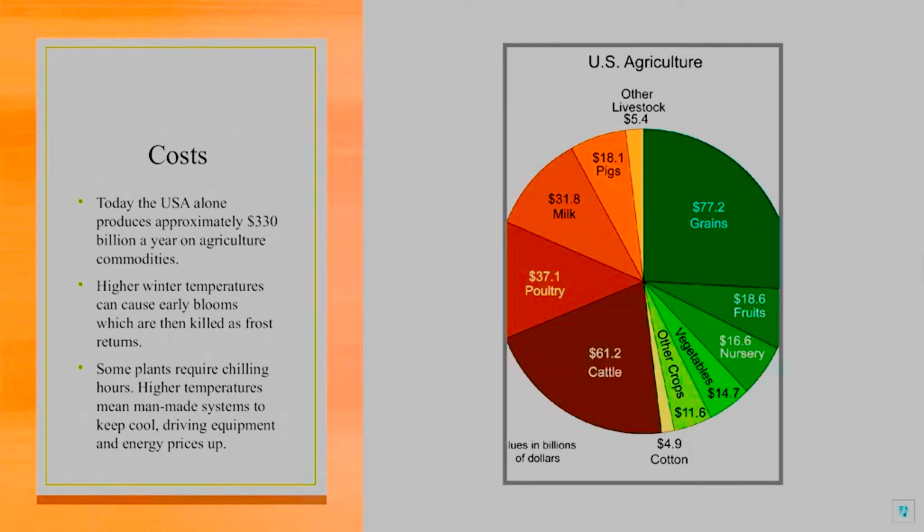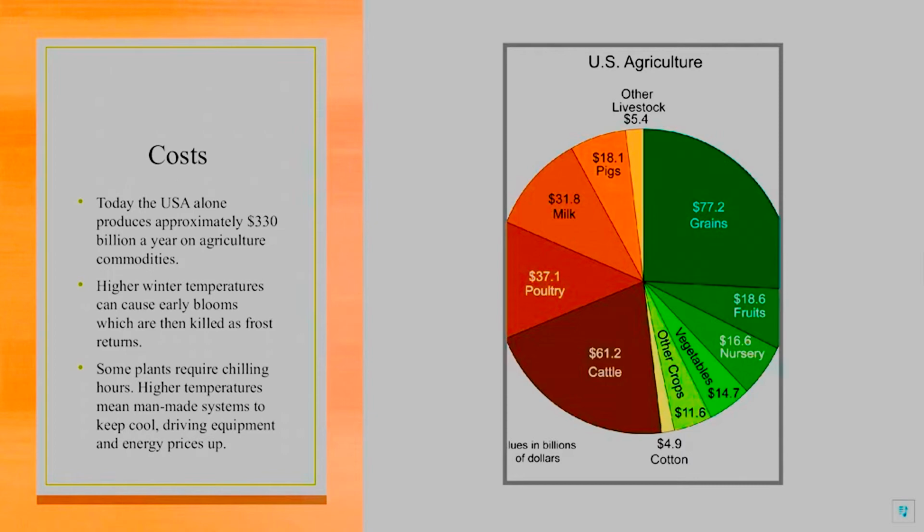The costs. Today, the USA alone produces approximately $330 billion a year of agriculture commodities. Higher winter temperatures can cause that to go down. They can cause early blooms, which cause our frosts to come back and kill all the early blooms, and they will not bloom again that year, meaning we will lose all those crop productions.